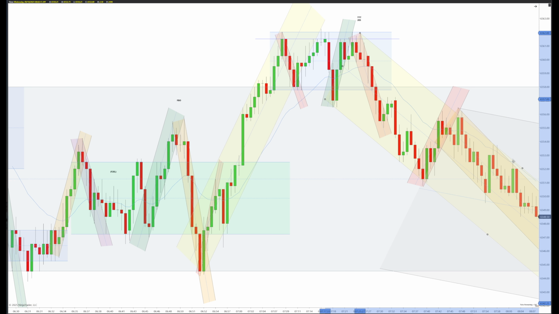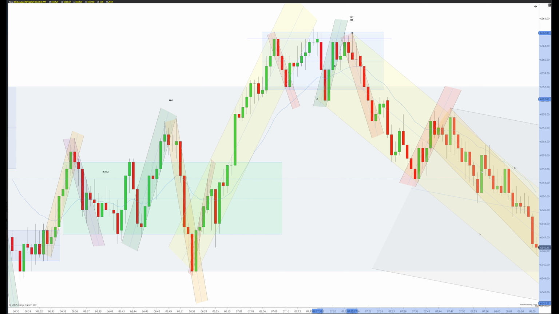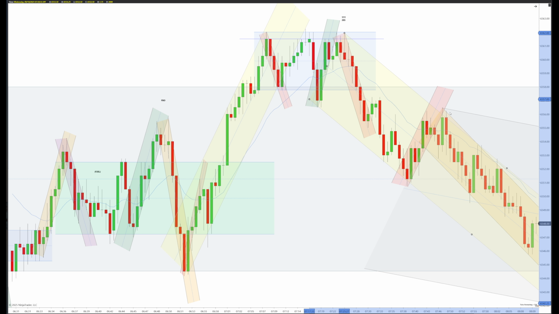So I'm mainly playing this larger yellow down channel. But as prices were forming, it looked like there's this orange down channel that also fit pretty well because it had one touch, two touch, three touch. Right now, the yellow has one touch, two touch, three touch, four touch. So I'm looking for any reasons to try to go short.